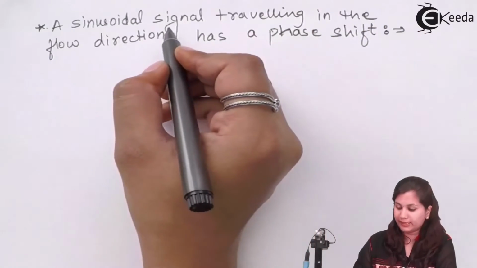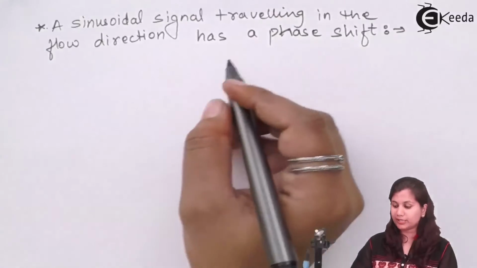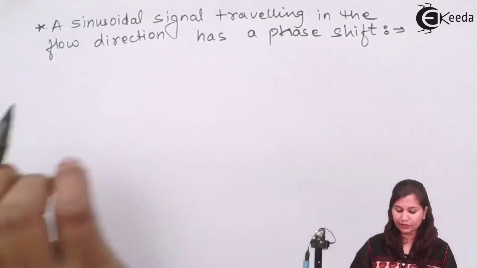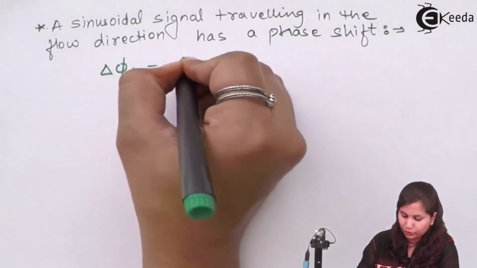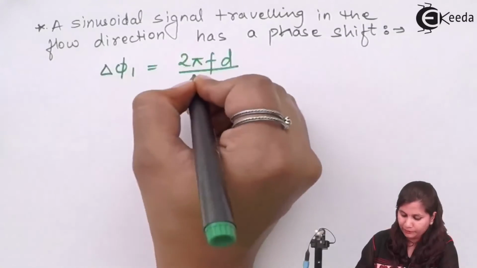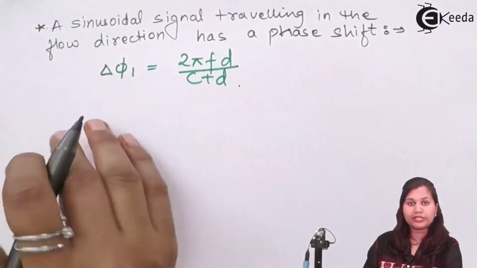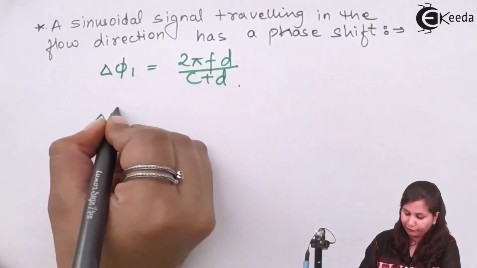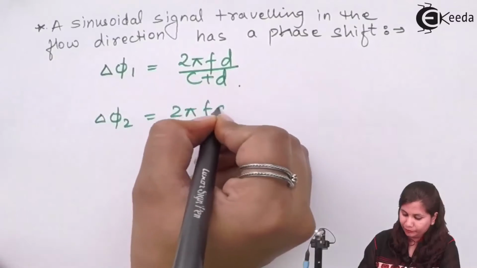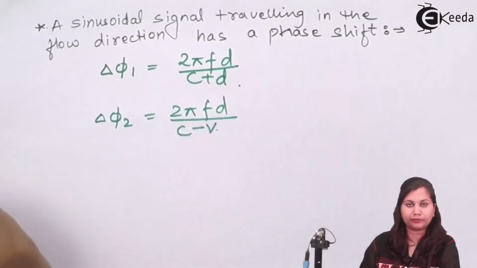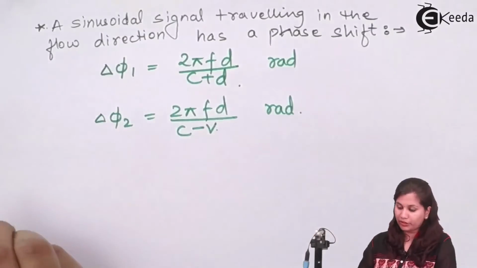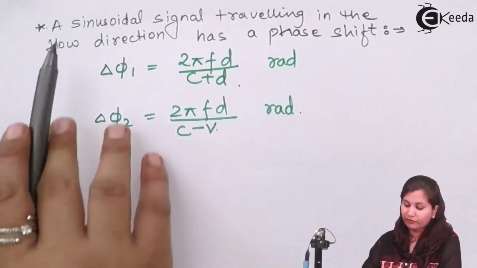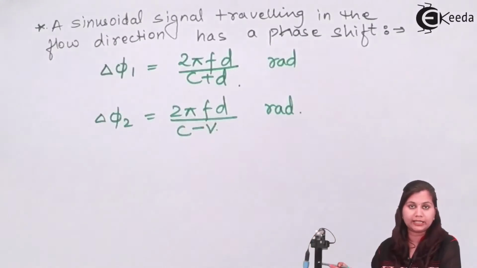Similarly, when a sinusoidal signal of frequency f hertz is traveling in the flow direction, it has a phase shift given by del phi 1 equals 2 pi f d upon c plus v. And if it is traveling in the opposite direction, then it will have a phase shift of 2 pi f d upon c minus v. This will be in radians. The unit of phase shift is radians. So this is the phase shift when a sinusoidal signal is traveling in the direction of the flow and in a direction opposite to the flow.